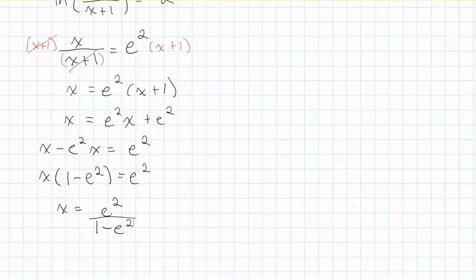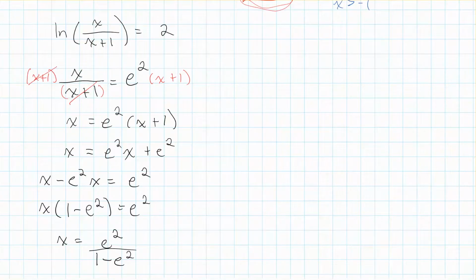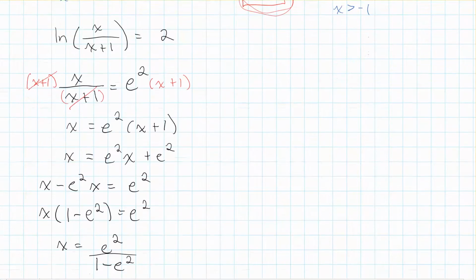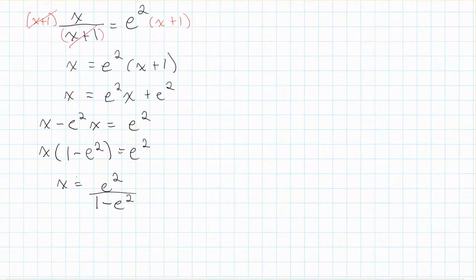Now, before we just leave it at this here, we should verify that this is a valid answer, because this would be my exact answer, but remember, what do I know? x has to be greater than 0. So we should, quite frankly, just evaluate what this is approximately, just so I know whether or not this is a solution.